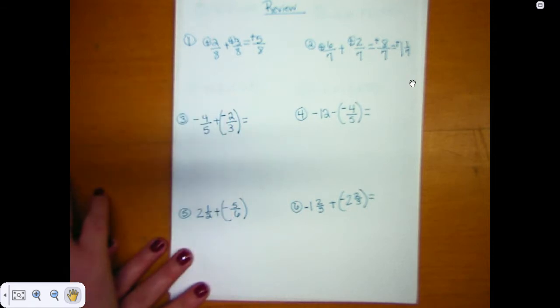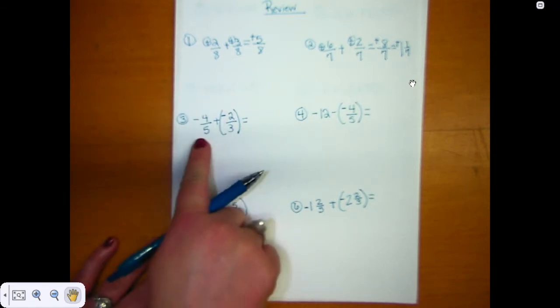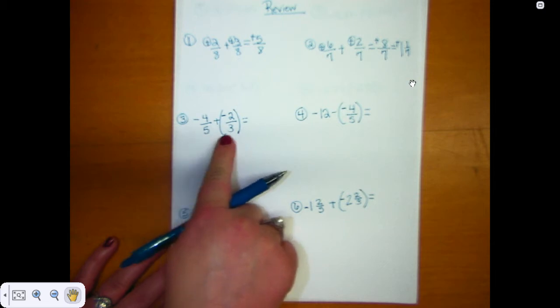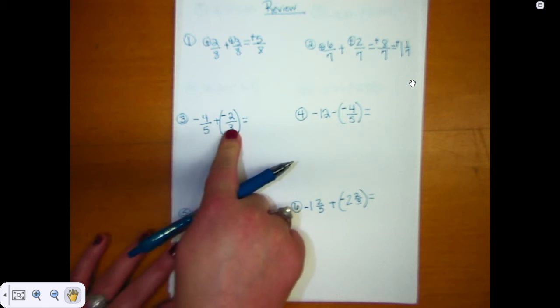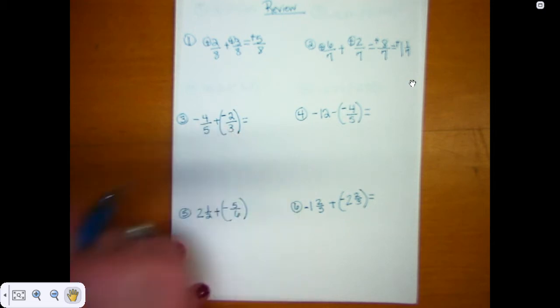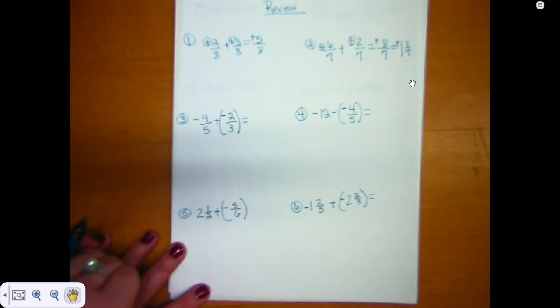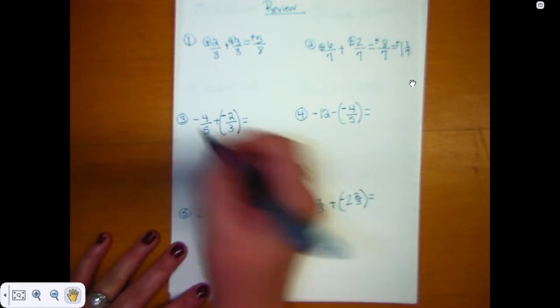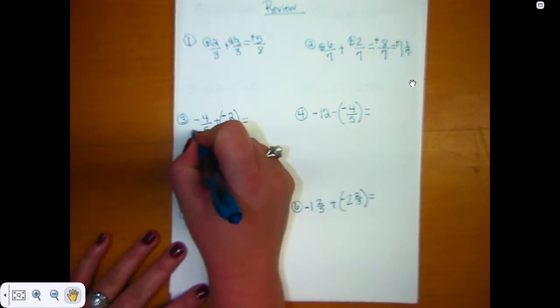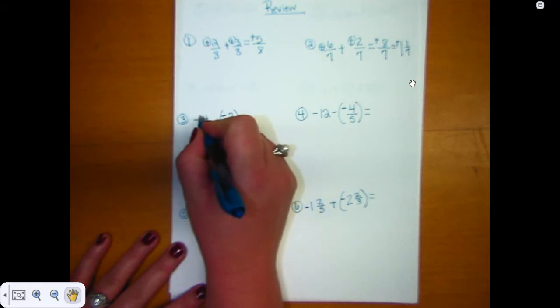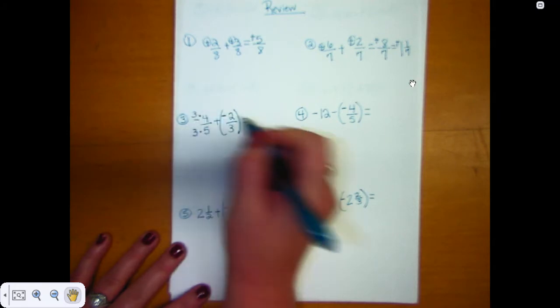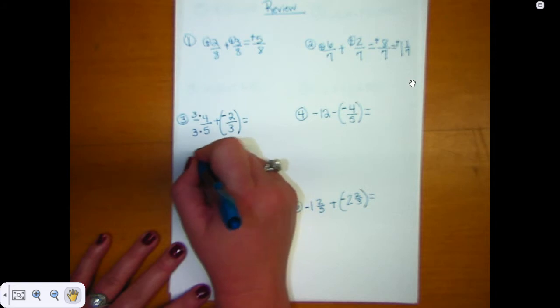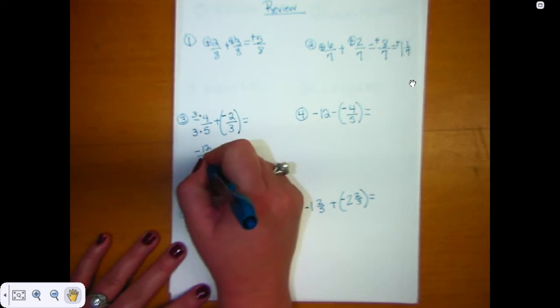Negative 4/5 plus negative 2/3. The first thing I check is, are my denominators the same? They are not, so I need to convert them. So I'm going to go with a common denominator of 15. I get there by doing 5 times 3 is 15, and whatever I do to the bottom, I have to do to the top. So that's going to give me negative 12 over 15.